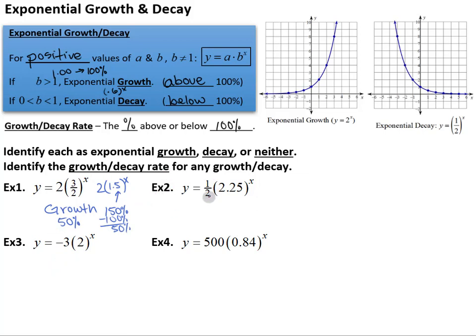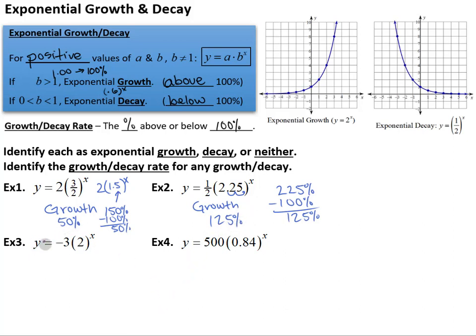Example 2. Let's first figure out if it's growth, decay, or neither. A and b are both positive, so it's definitely one of them. And my base here has a value bigger than 1. So this is, again, exponential growth. Now to convert this to a percentage, move your decimal twice to the right; this represents 225%. But that is not our growth rate. Our growth rate is how far above or below 100 we are. Well, how far above 100 are we? Let's subtract 100. We're 125% above. This is a 125% growth rate.